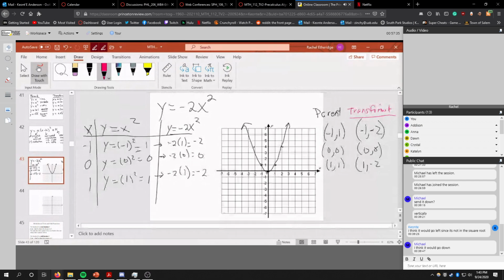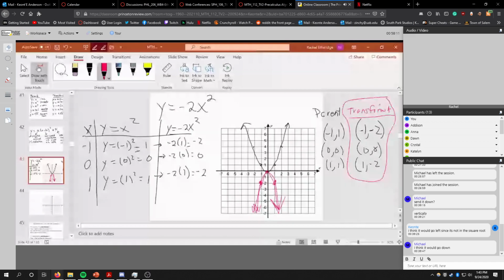So I would have -1, -2, 0, 0, and 1, -2. And if I had one more point, I would have the 2, 4. It would end up being 2, 8. But so it stretches it vertically and it reflects it. This is what you need to be able to do for Math Lab, because they're going to ask you for those ordered pairs. So just make sure you know how to get your new ordered pairs that way.